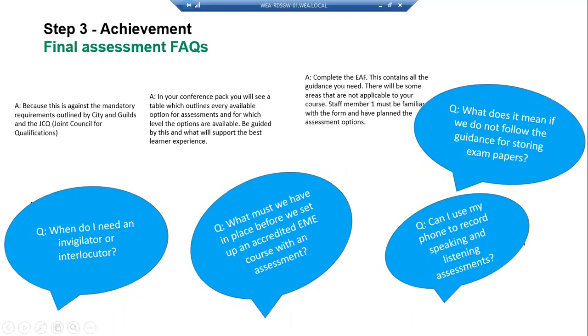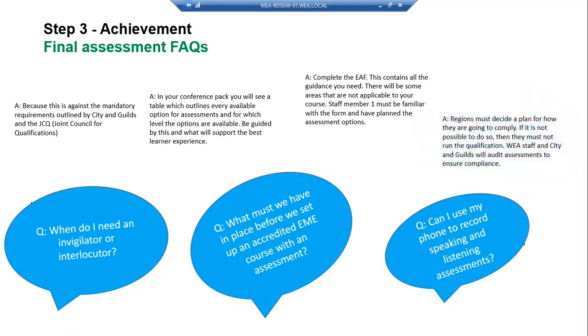What does it mean if we do not follow guidance for storing exam papers? We might not meet the requirements and not pass the Ofsted visit. Yes, and also losing funding. We won't ultimately be able to run the qualification. We have mentioned that City and Guilds are auditing assessments a lot now as well. So we need to make sure we are complying with that.